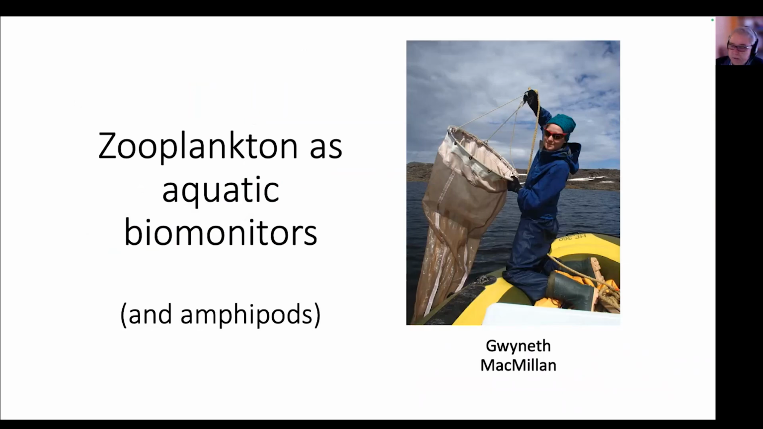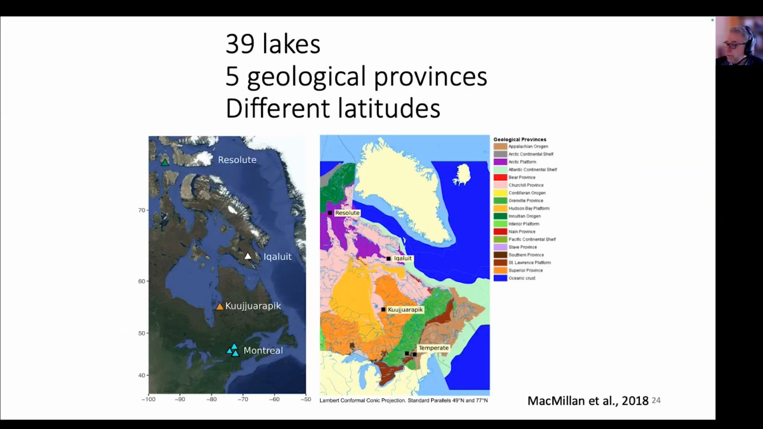For the aquatic side of things, we tested if zooplankton could be a good biomonitor of REEs, and we are now developing amphipods for the sediments, but I'm not presenting these data today. For the zooplankton, these are data from Gwyneth Macmillan, and she collected samples from 39 lakes across 5 geological provinces, from Montreal here to Kuujjuaq in the subarctic, through Iqaluit and Resolute Bay in the high Arctic.